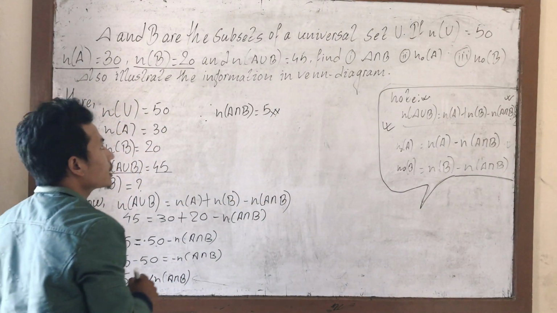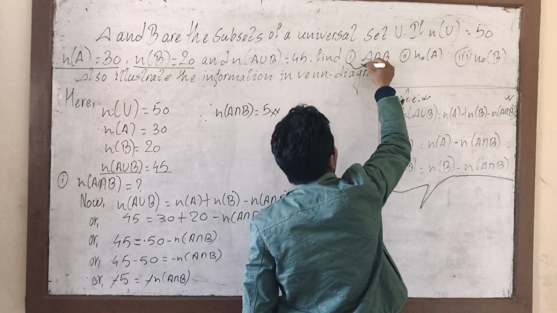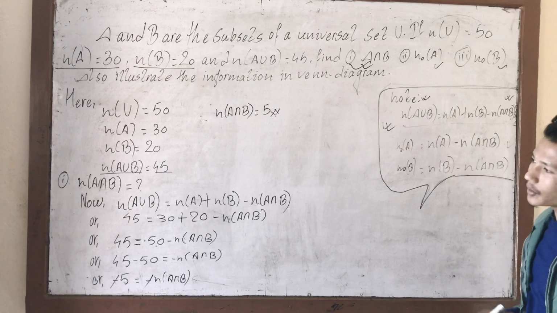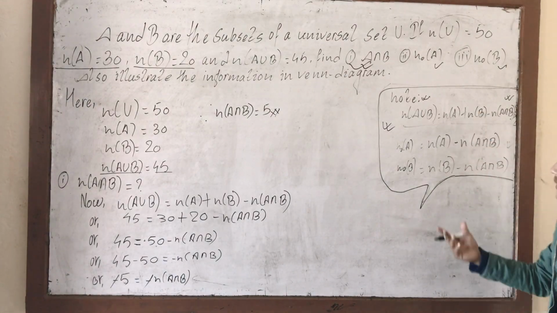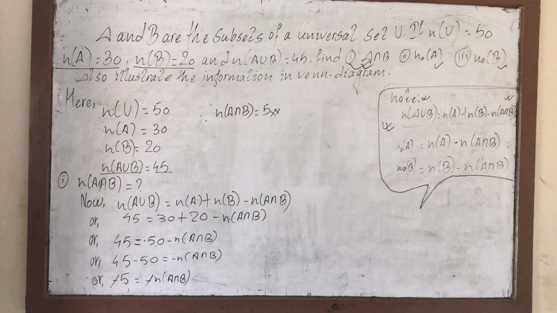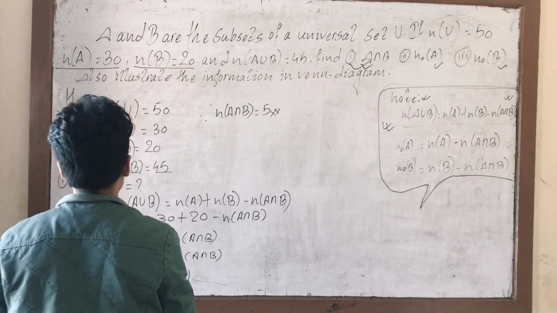Now it's not complete yet because we have only found this one. Now we need to find out the number of A only and the number of B only. For that I have written questions here. So please look at me carefully. Okay.